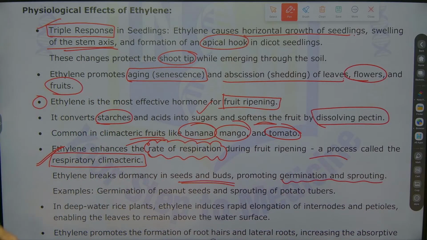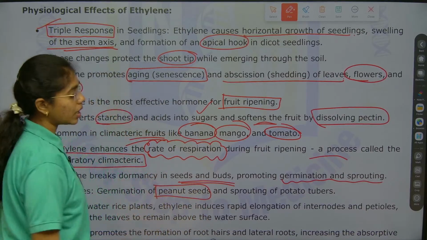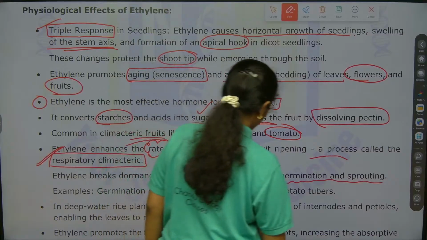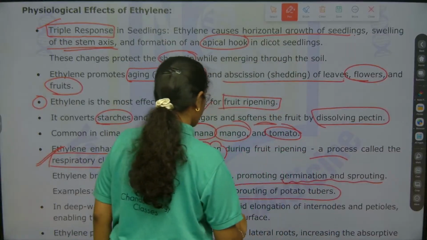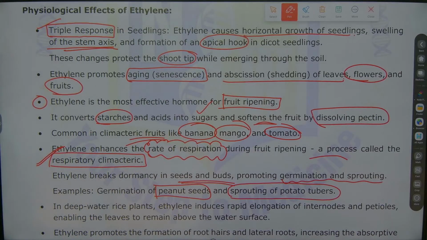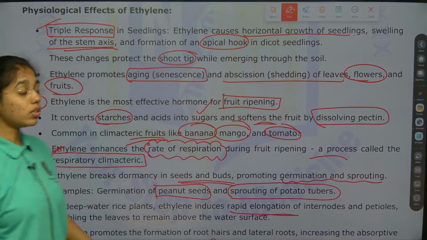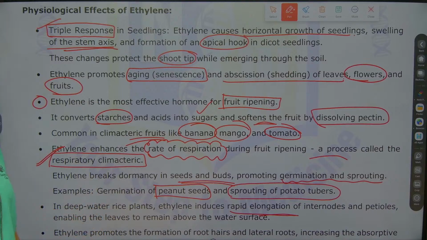Examples: germination of peanut seeds and sprouting of potato tubers. In deep water rice plants, ethylene induces what? Ethylene induces rapid elongation of internodes and petioles, which will enable leaves to grow above the water surface.